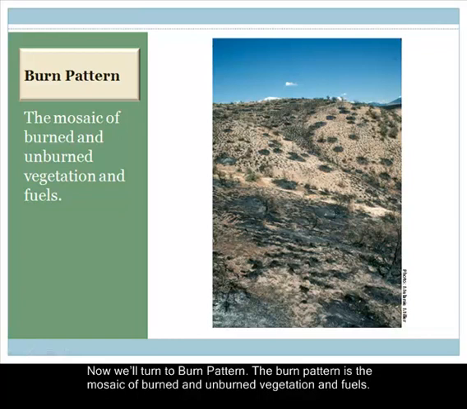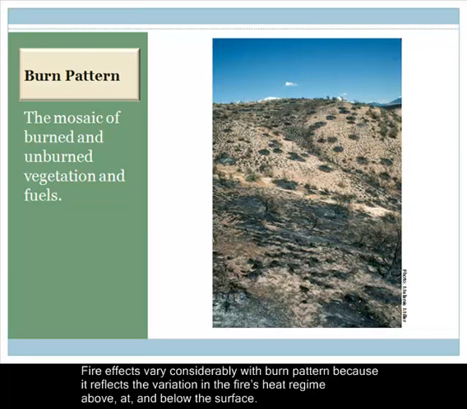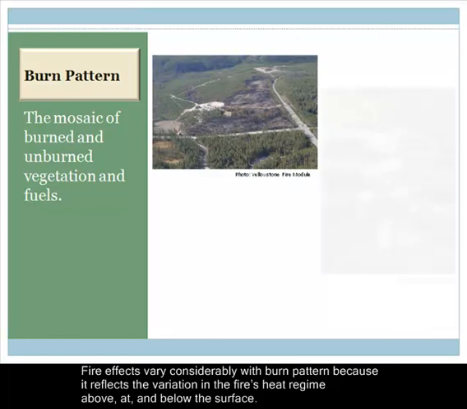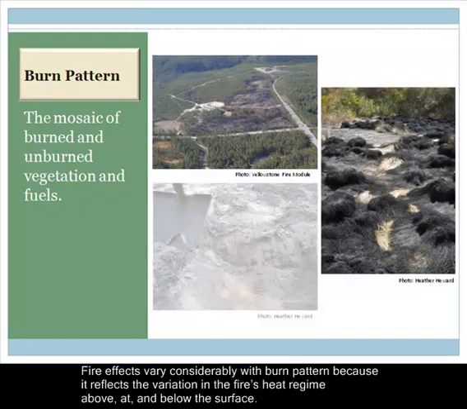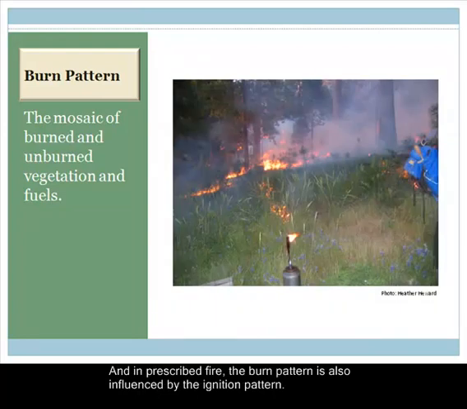Now we'll turn to burn pattern. The burn pattern is the mosaic of burned and unburned vegetation and fuels. It can be further defined in terms of the degree of heating and consumption of fuels and vegetation, such as scorched compared to severely burned areas. Fire effects vary considerably with burn pattern because it reflects the variation in the fire's heat regime above, at, and below the surface. Burn patterns can be influenced by many factors, including topography, wind direction, and type and quantity of fuel. And in prescribed fire, the burn pattern is also influenced by the ignition pattern.